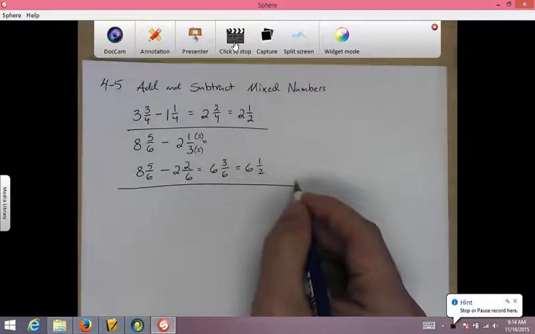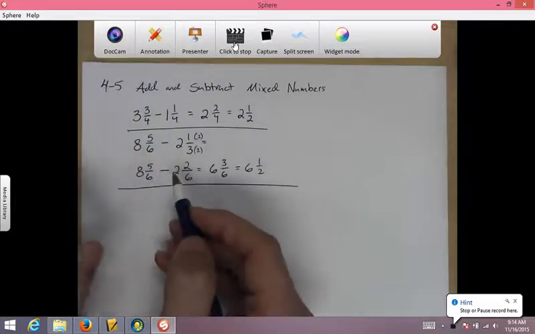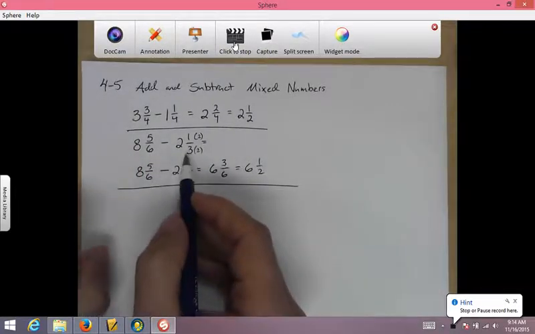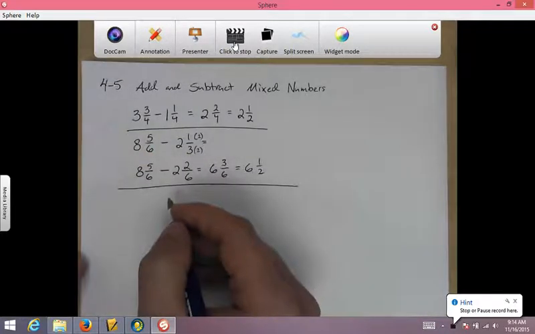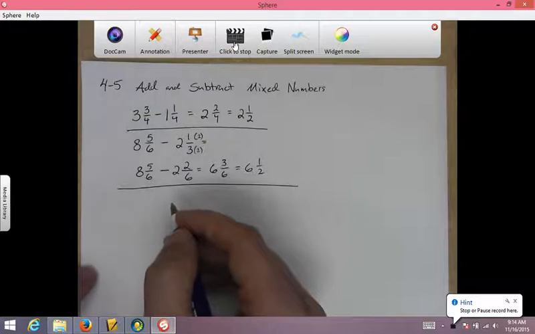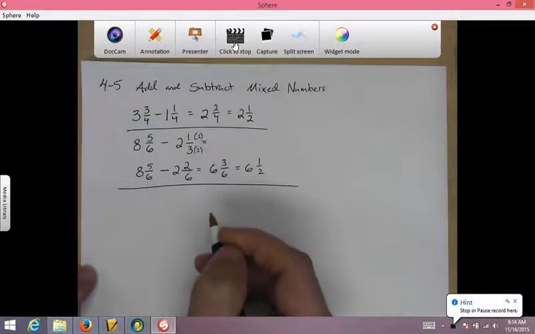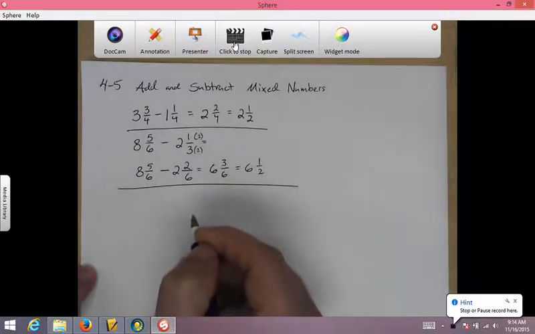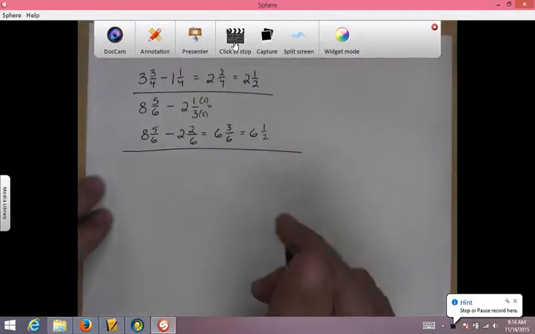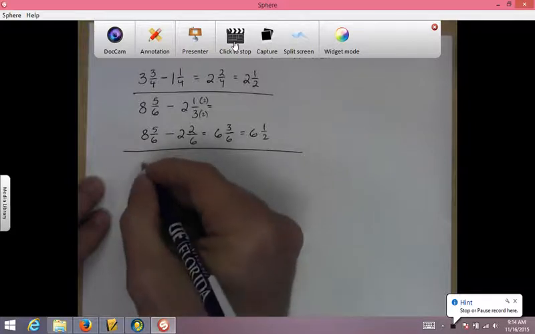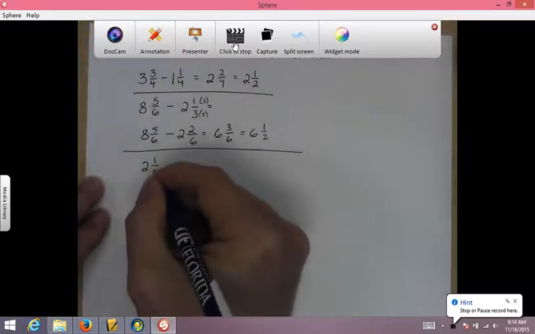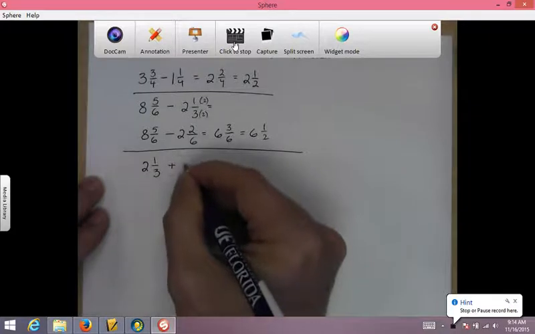But for most of these, you're going to run into stuff where you have to borrow from a whole number, or the two fraction parts are going to add up to a whole or whatnot. So my recommendation for you is to turn these all into improper fractions. And if you don't, some of the confusing things you'll run into would be something like this. Let's take a look. We've got 2 1/3 plus 1 2/3.